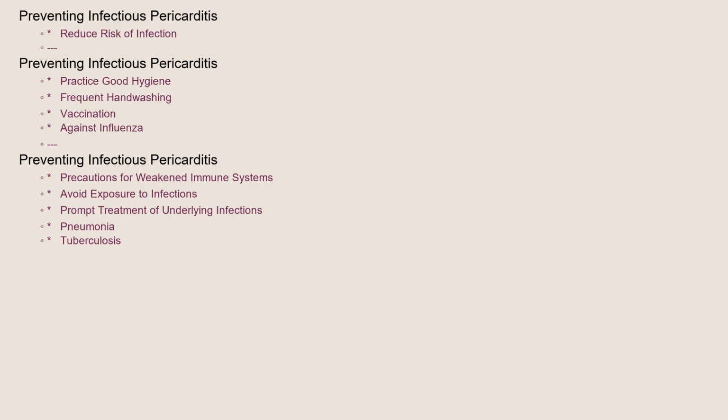Preventing infectious pericarditis involves reducing the risk of infection. Practicing good hygiene, such as frequent hand washing, can help prevent the spread of viral and bacterial infections. Vaccination against certain viruses, such as influenza, can also help. Individuals with weakened immune systems should take extra precautions to avoid exposure to infections. Prompt treatment of underlying infections, such as pneumonia or tuberculosis, can help prevent the spread of infection to the pericardium.